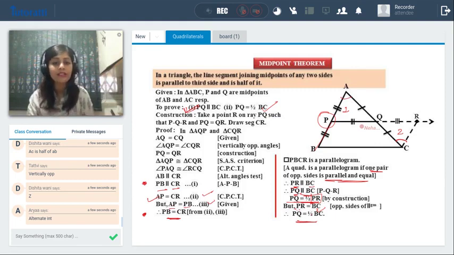I hope you have understood this theorem extremely well. This is an extremely important theorem. We'll be stopping here for today. I hope you enjoyed your lecture, and please make sure you revise this theorem well. In the next part, we're going to see converse of the midpoint theorem. We'll see how to prove the converse of the midpoint theorem.